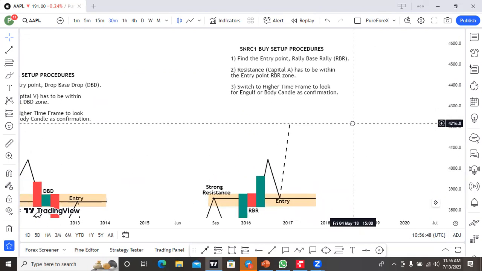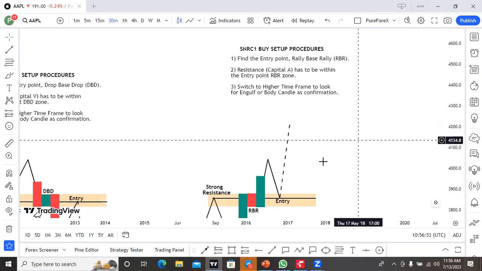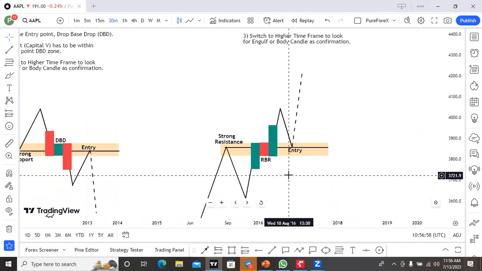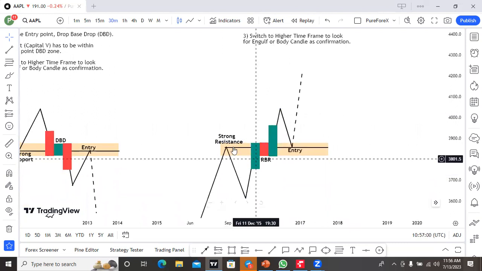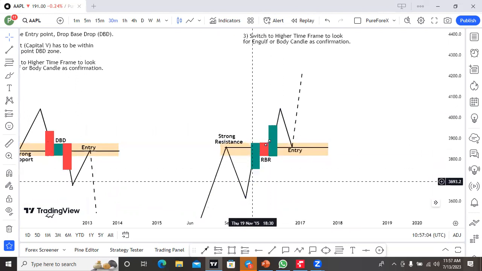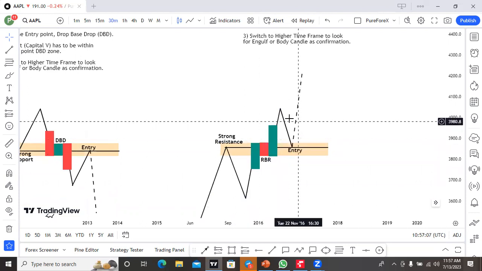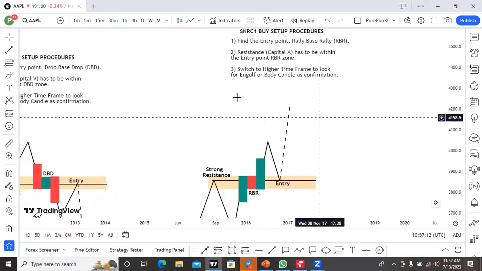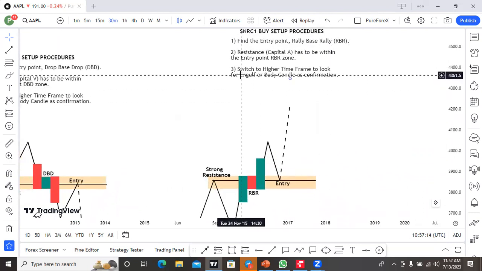So that's why we say resistance, capital A, has to be within the entry point, rally-base-rally. So when you find a SNRC 1 for buy, the strong resistance has to be in the zone of this rally-base-rally zone. When we spot something like this, we expect market to come back there, then we buy, right? And thirdly, the third step is to switch to the higher time frame to look for engulfing candle, either bearish engulfing candle or bullish engulfing candle, as confirmation.